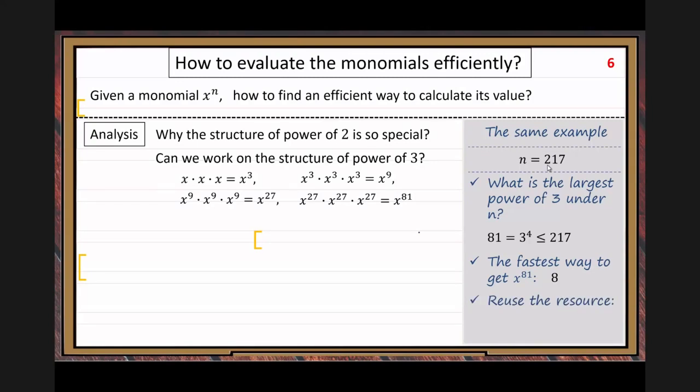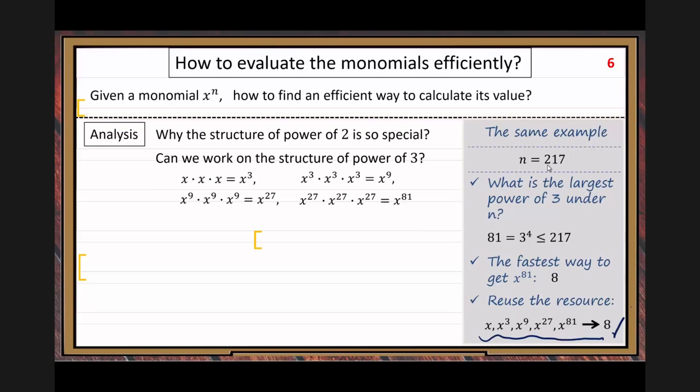Reuse the resource. Now, when we work on x to the 217th, we want to reuse our resource. So let's look at our resource, all these terms. We already have these values, so we should reuse them as much as we can to get x to the 217th. So in this preparation step, we need 8 multiplications.